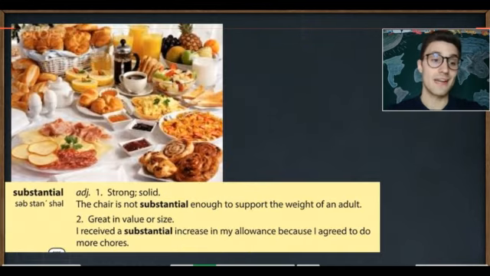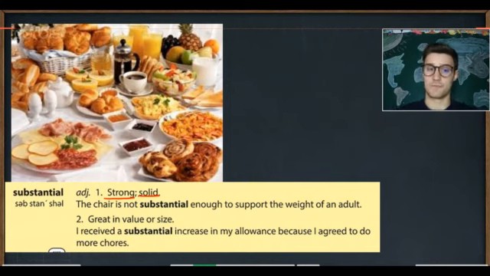The next word is substantial. Substantial has two adjective meanings. So we use substantial to describe nouns which are strong and solid. The chair is not substantial enough to support the weight of an adult, so it's not strong enough. Strong and solid. This house is built very substantial.